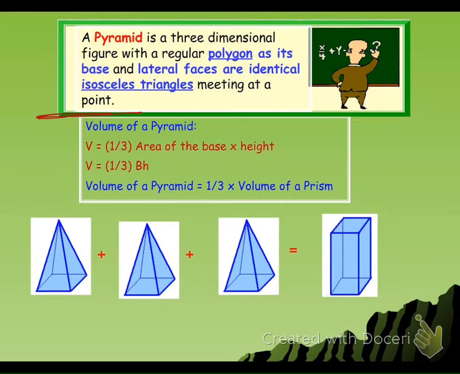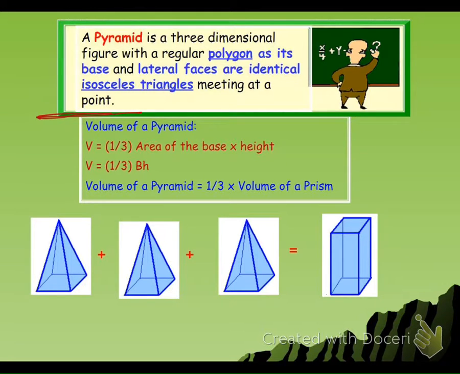Our first part is a pyramid. It's a 3-dimensional figure with a regular polygon at its base, where the lateral faces are identical isosceles triangles. What does it mean to be an isosceles triangle? 2 sides are equal, so we have 2 congruent sides. Yep. And they meet at that one point.